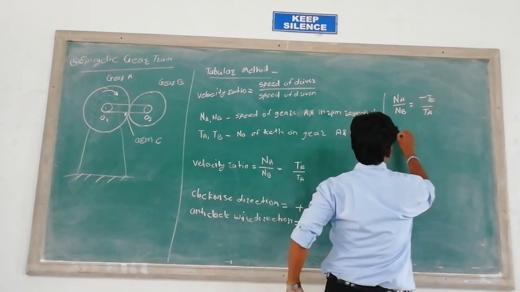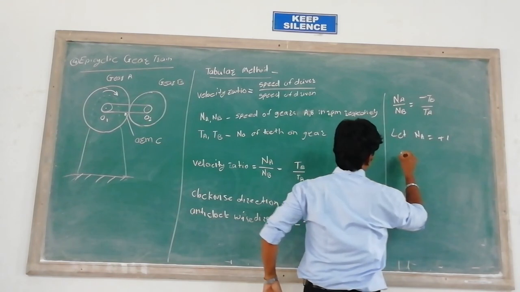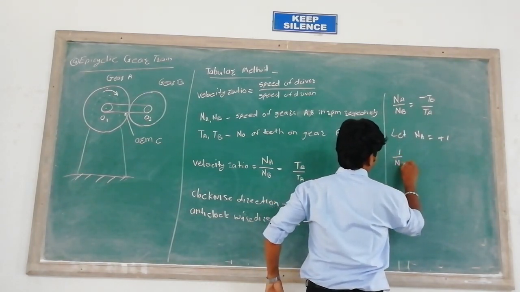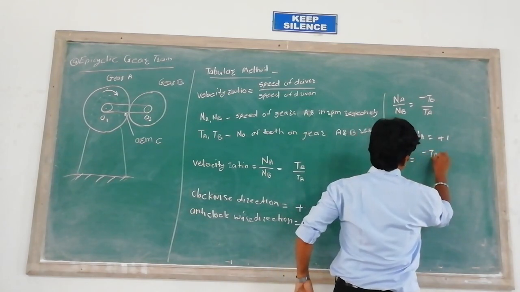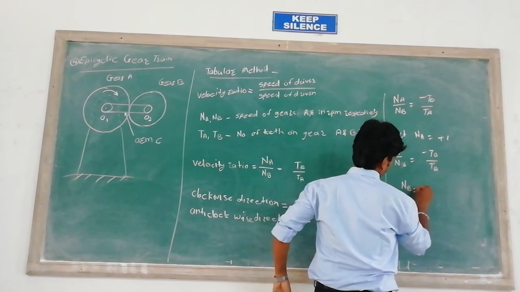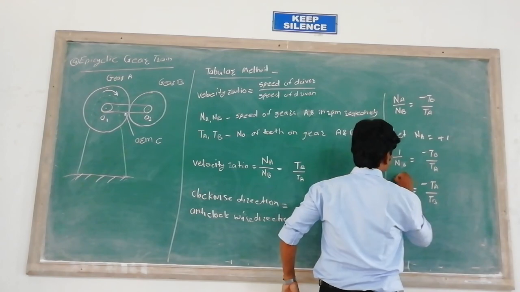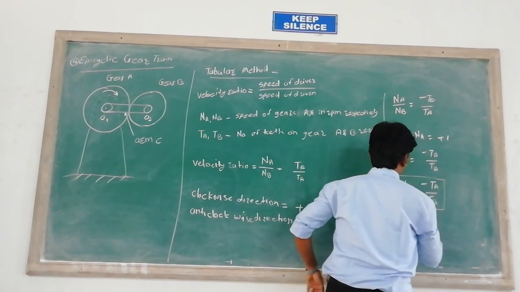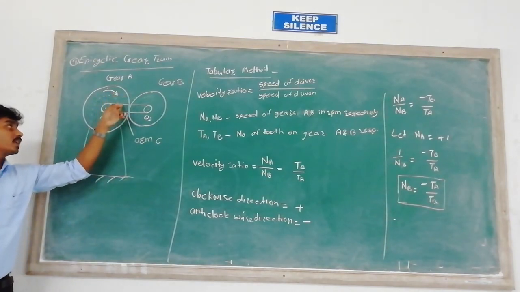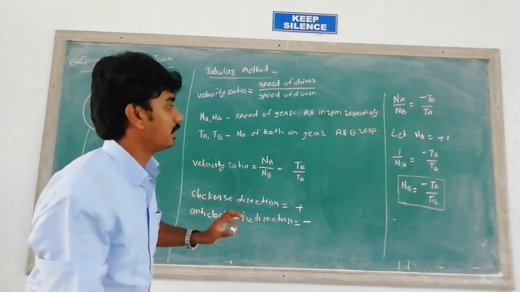Suppose NA is equal to plus 1, therefore 1 upon NB is equal to minus TB divided by TA, and NB is equal to minus TA divided by TB. This is the revolution of gear B when I give one revolution to gear A in a clockwise direction. Okay, so remember this term.